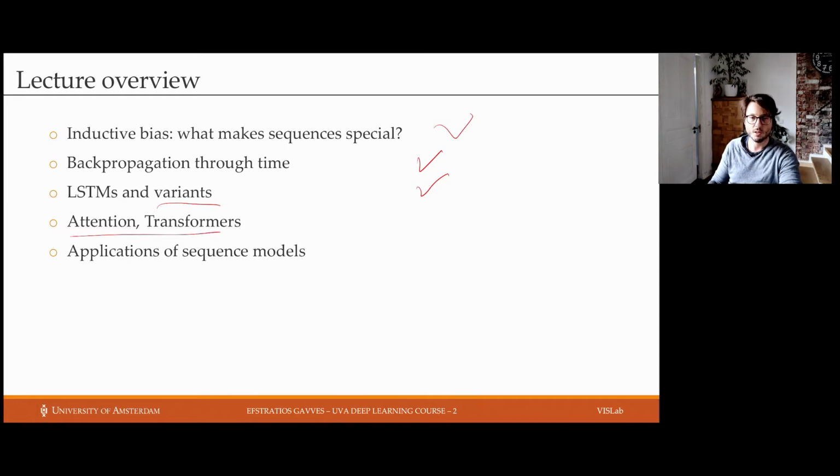We're going to continue with discussing attention in neural networks, as well as transformers, which are a class of sequence models that are very popular lately. And then we're going to discuss various applications of sequence models.